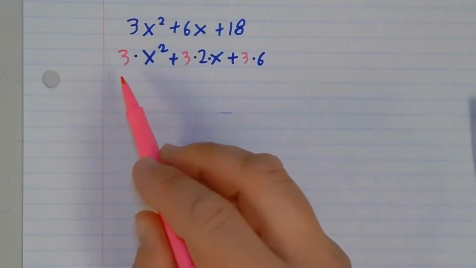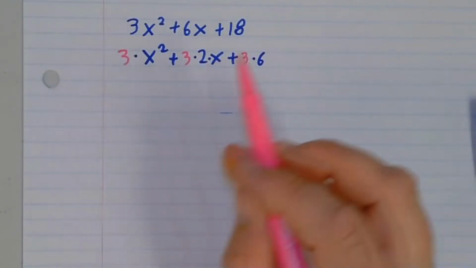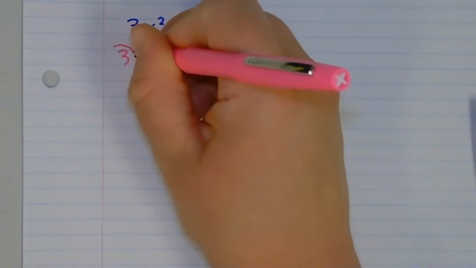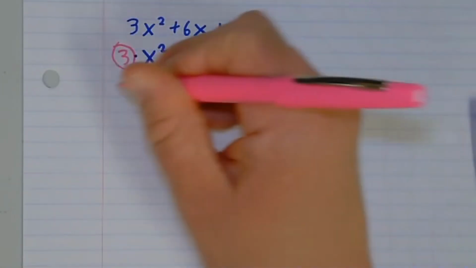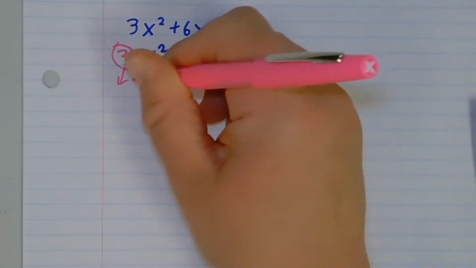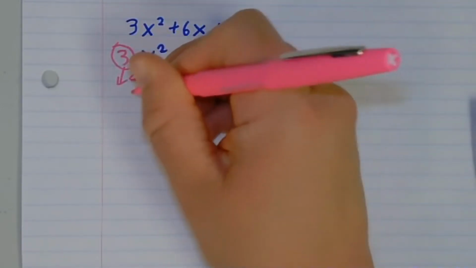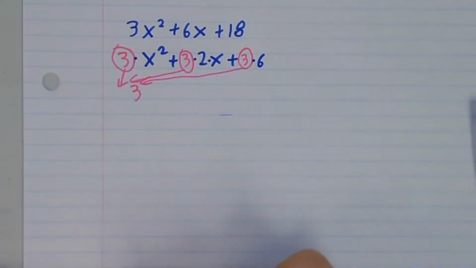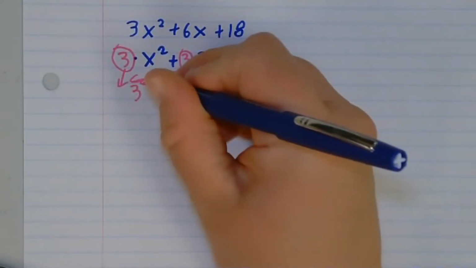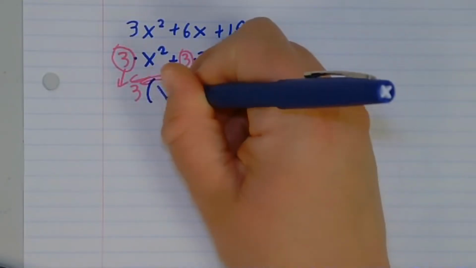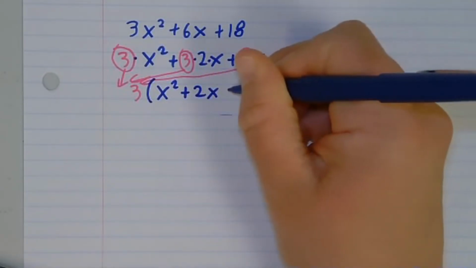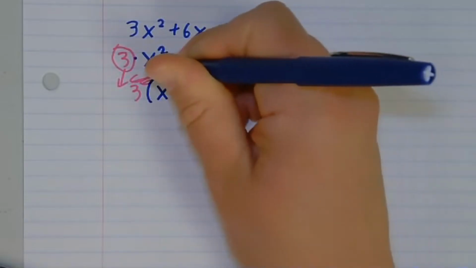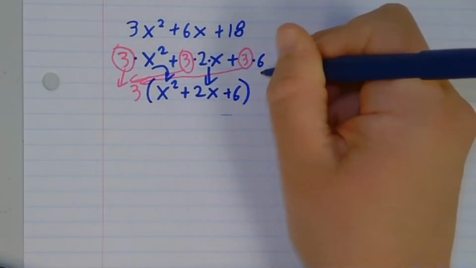So since I've got each term written as a multiplication problem with a 3, I can factor that 3 on out and put it in front of the parentheses. And then I would have x squared plus 2x plus 6 left over here.